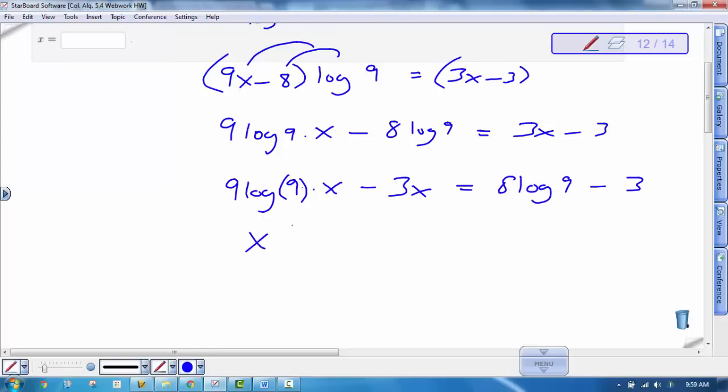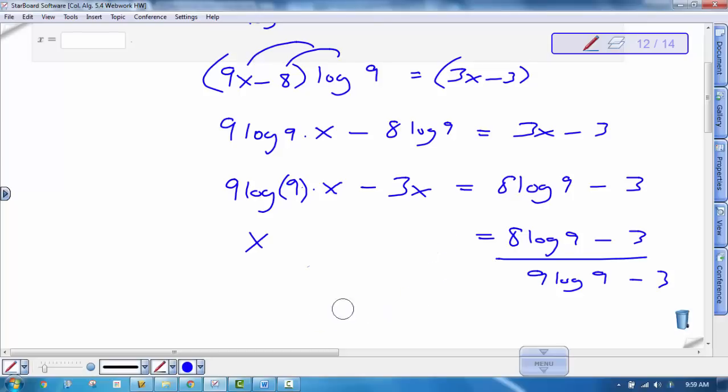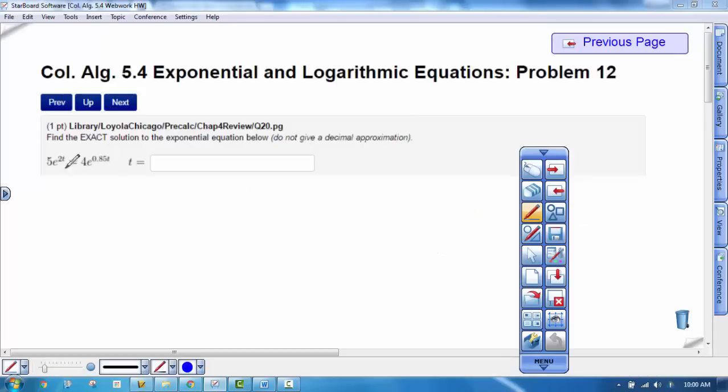And then I'll factor out the x's. It's x times 9 log of 9 minus 3 equals 8 log of 9 minus 3. And I'll divide by this number. And there's your answer. I know that's tricky, but you can do this in your calculator and enter it as a decimal, and that will work just fine.